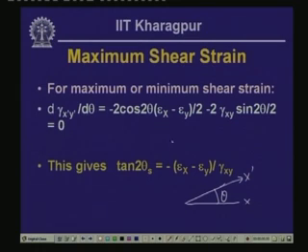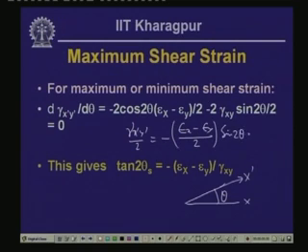Now, if we take the derivative, gamma x dash y dash by 2 is equal to minus (epsilon x minus epsilon y) by 2 sin 2 theta plus gamma xy by 2 cos 2 theta. Now, we take the derivative of this with respect to theta, and eventually this gives us (epsilon x minus epsilon y) by 2 times minus 2 cos 2 theta and minus 2 gamma xy sin 2 theta by 2.